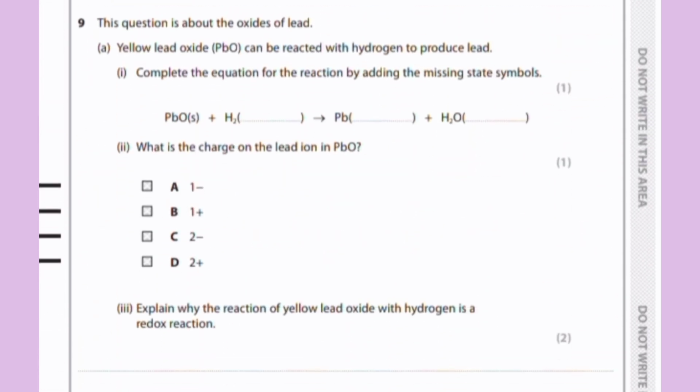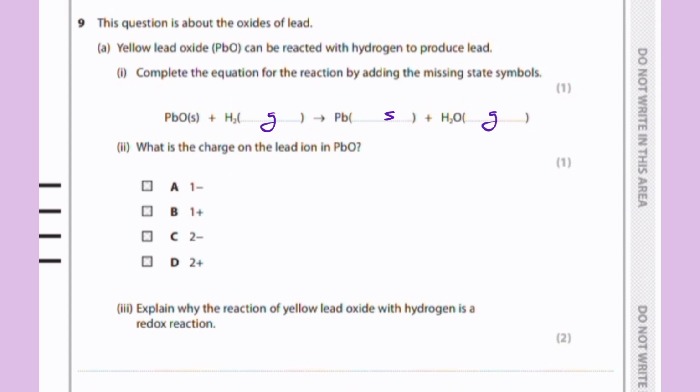Question 9. This question is about the oxides of lead. A. Yellow lead oxide PbO can be reacted with hydrogen to produce lead. Part 1. Complete the equation for the reaction by adding the missing state symbols. Solid lead oxide will react with H2 gas to form solid lead and water vapors. Water vapor is a gas, so we will write G.